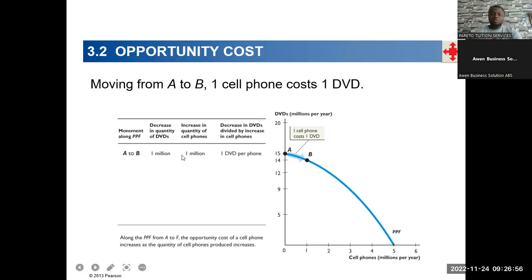So for the first movement, we are moving from A to B, right? So from A to B, we are coming to point B, which is 14, 1, right? So we sacrifice 1 unit of DVD. That's what we have here. And then we gain an extra unit of what? Cell phone. So what is going to be the opportunity cost? 1 DVD divided by what? 1 cell phone. So the opportunity cost will be 1 DVD per phone. Okay, 1 DVD per phone. Is that okay? Yes. Now let's move on to the second one.